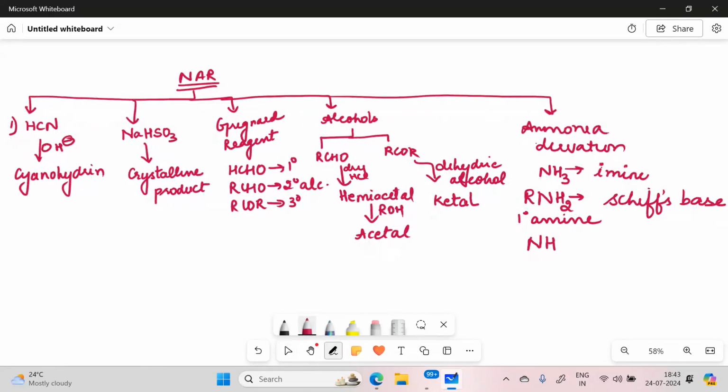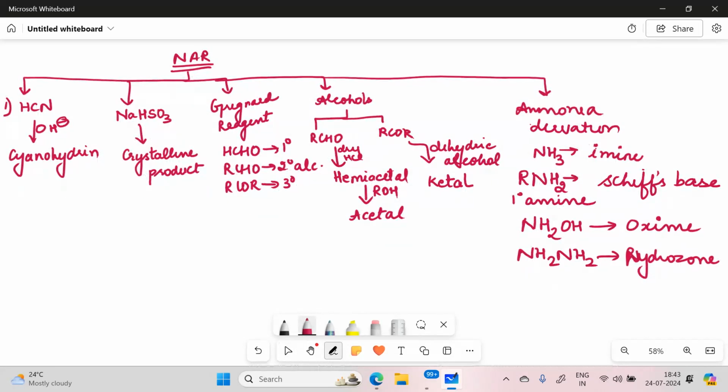Next one, Arjun, what is the third one? Hydroxylamine. It gives you product? Oxime. Aniket, next one? With hydrazine, right? Product is hydrazone. Aditi, next one. Phenyl hydrazine. What is the structure for phenyl hydrazine? NH2, NH, and one of the H's is replaced with benzene. It should be phenyl hydrazone.